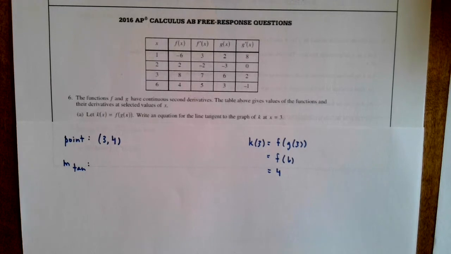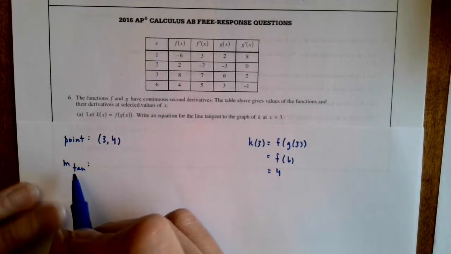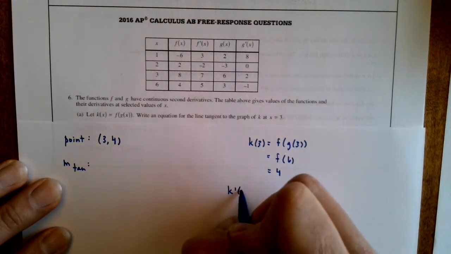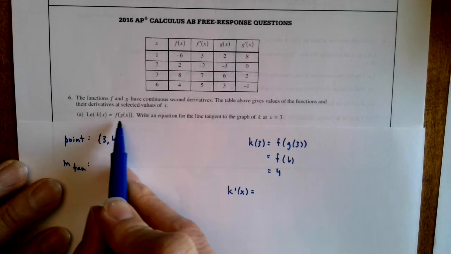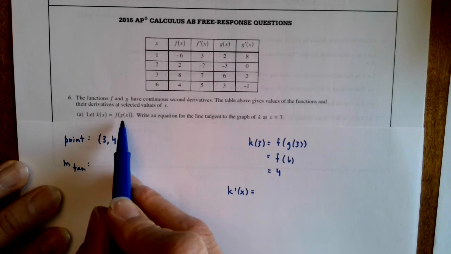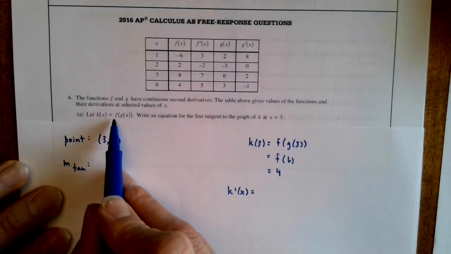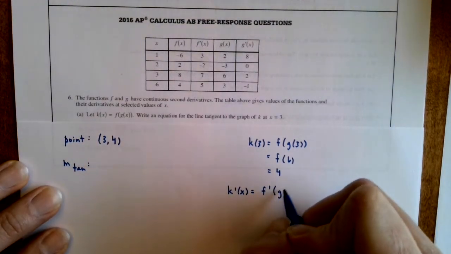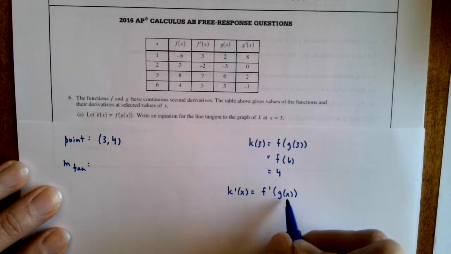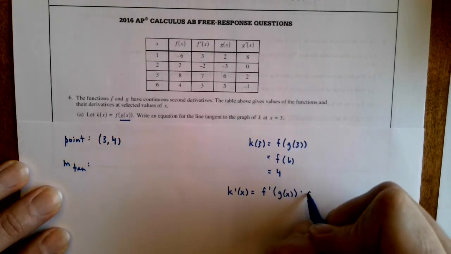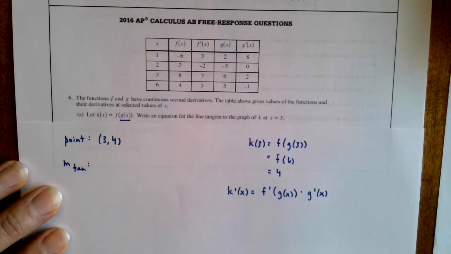The next thing I need to find is the slope of the tangent. I know I need the derivative for this, so the first thing I need to do is find k prime of x. Here I have a composition of functions: an outside function f and an inside function g, which means I'm going to need the chain rule. Chain rule says take the derivative of your outside function, which is f prime, leave the guts the same, so it's f prime of g of x, and then multiply by the derivative of my inside function, which is g prime of x.